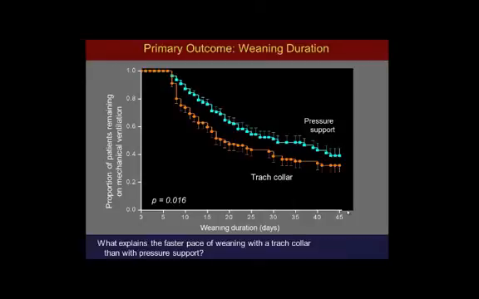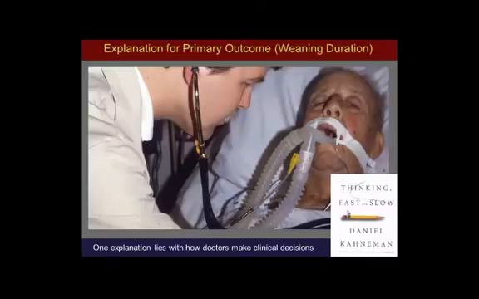So one of the questions obviously that comes from this study is, why is the pace of weaning faster with a trach collar than with pressure support? And obviously the study was not in any way designed to answer the mechanism for the difference. But in terms of understanding this, I believe that one major reason for the difference gets back to the cognitive approach that physicians employ in how they're making clinical decisions.